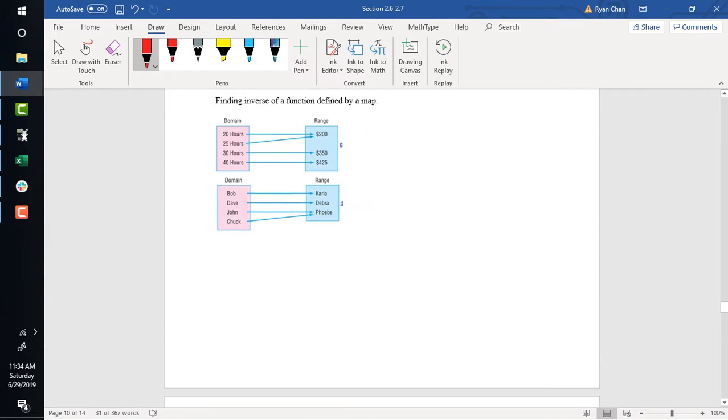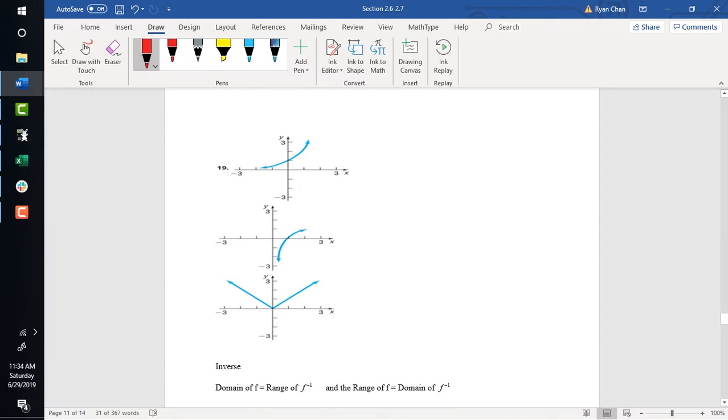Okay, so if I look at some of these graphs here, number 19, if I draw a bunch of horizontal lines, I'm only going through one point at most, so this one's 1-to-1. Same thing with this picture here. This is also 1-to-1.